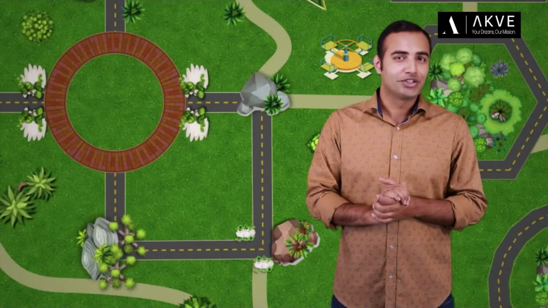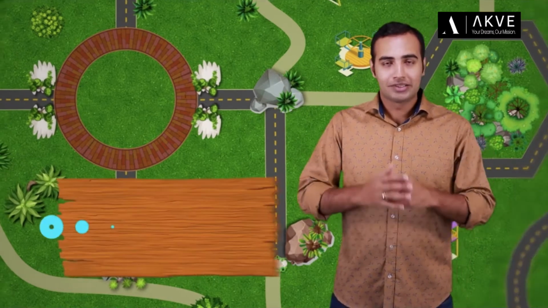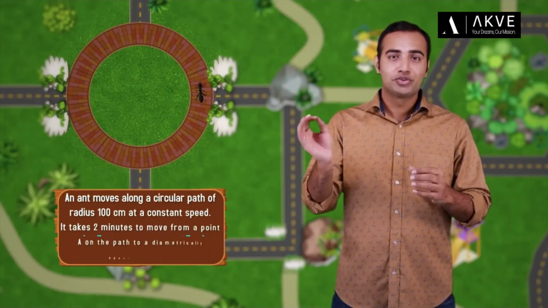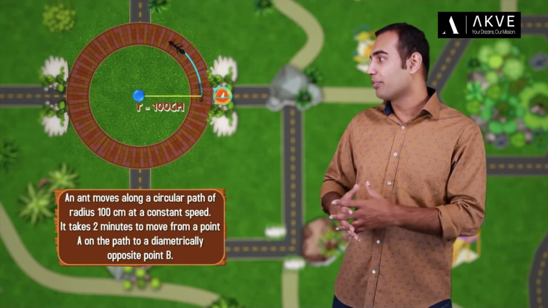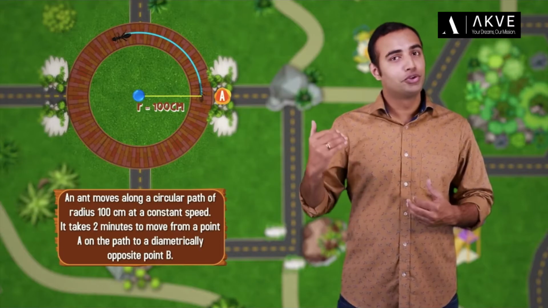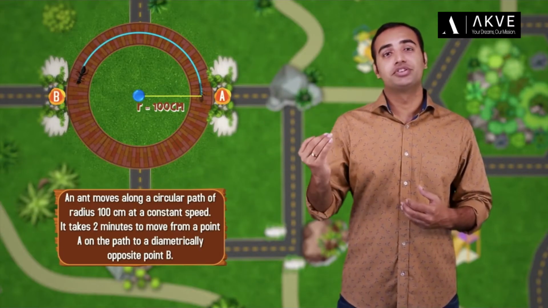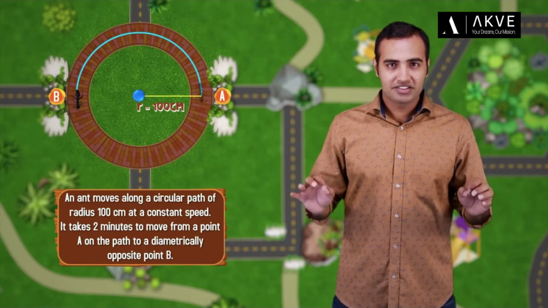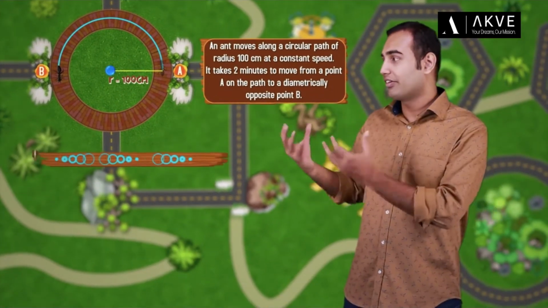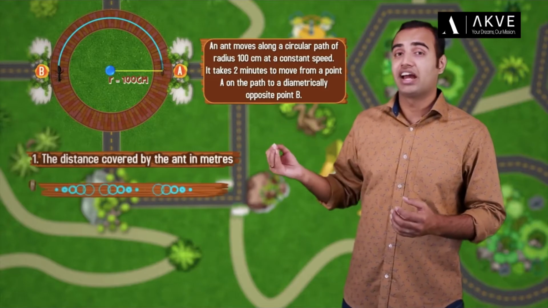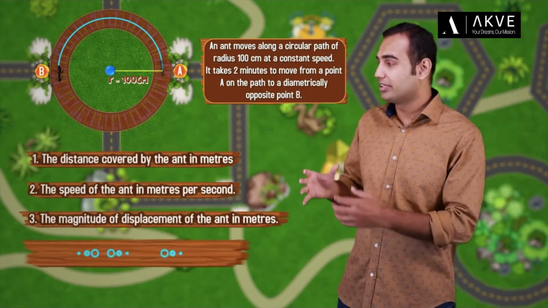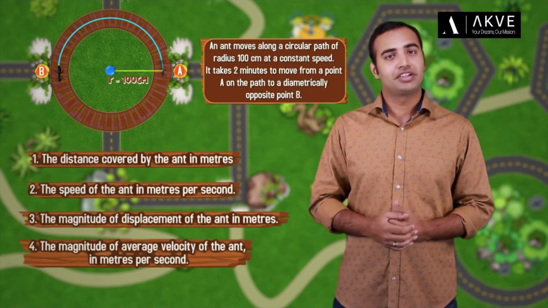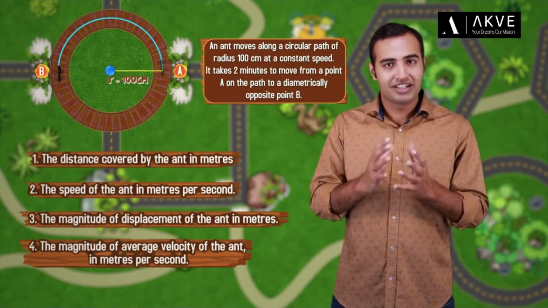So before we end this video, let's solve a simple problem that involves concepts of circular motion. And the problem goes like this. An ant was moving along a circular path of radius 100 millimeters. It started at a point A and took 2 minutes to go to point B, which was diametrically opposite to point A. Now, given these facts, you are supposed to calculate the distance traveled by the ant in meters, the speed of the ant in meters per second, the magnitude of displacement of the ant in meters, and the magnitude of average velocity in meters per second. Now take some time and try to get right answers for all of these.